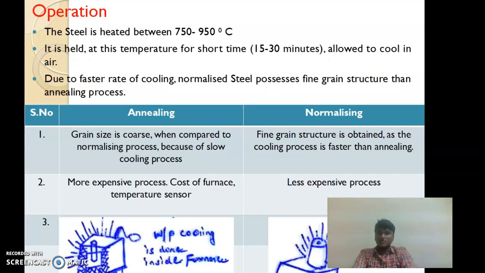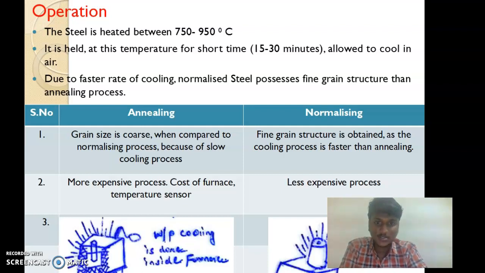And the procedure is that the steel is heated between 750 degrees to 950 degrees. It is held at this temperature for a short time, like 15 to 30 minutes, and allowed to cool in the air. Due to the faster rate of cooling compared to annealing, normalized steel possesses a finer grain structure than the annealing process.